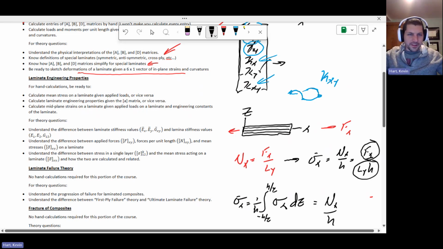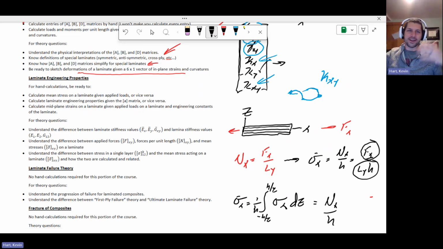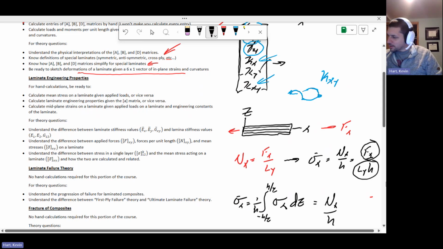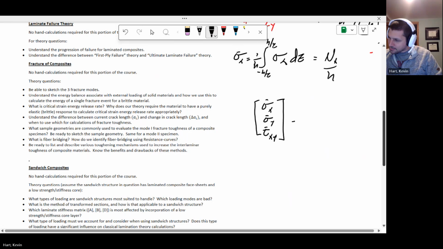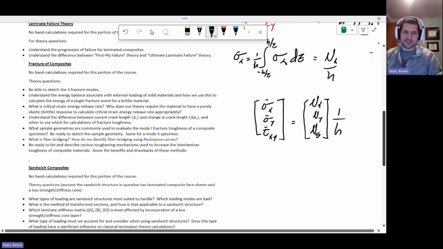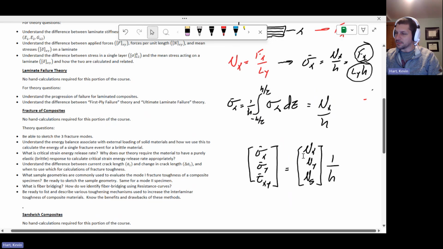Okay? So if you're given some force on the laminate, you could just say the mean stress is the force divided by that cross-sectional area, Ly into the page, times h height, which is the thickness of the laminate, basically. So in general, mean stress is typically written as sigma bar x, sigma bar y, tau bar xy equal to your vector Nx, Ny, Ns times 1 on h. So this is one way to calculate mean stress with known loads per length. All right, so that's calculating mean stress.